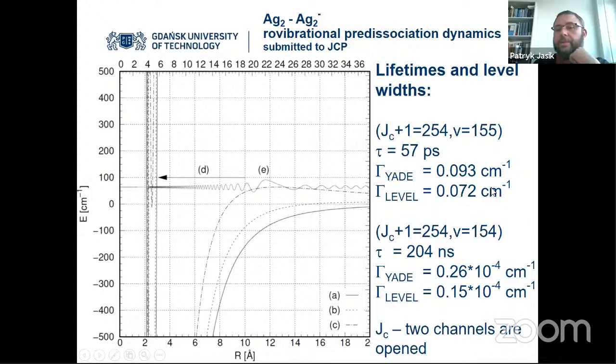And of course, we tried to compare our results for the level widths with those calculated by the LEVEL program, and the comparison is quite good. But in our opinion, the level widths obtained by us are a little bit better because they were obtained by a fully quantum mechanical approach.